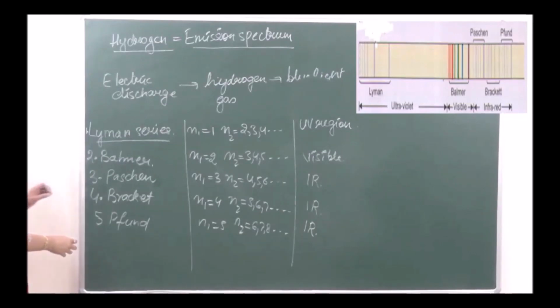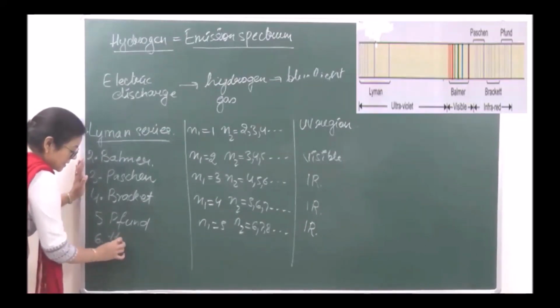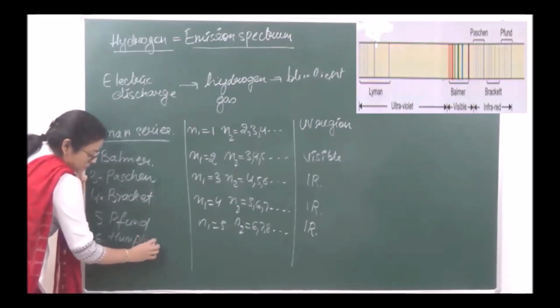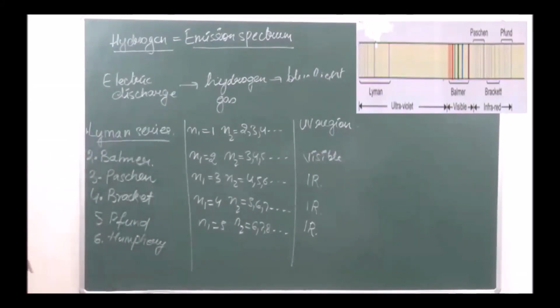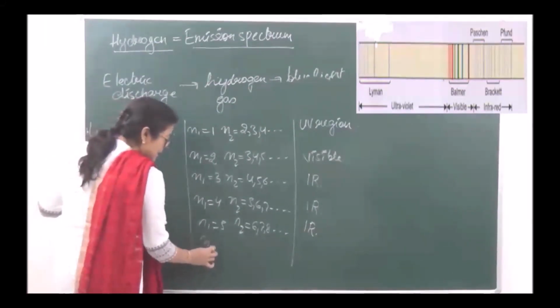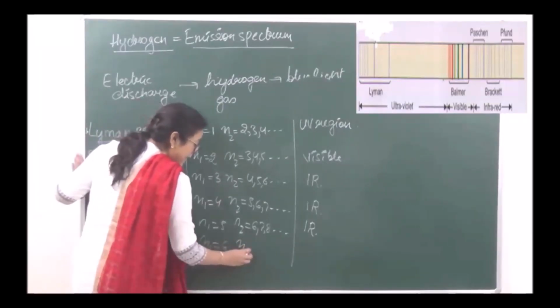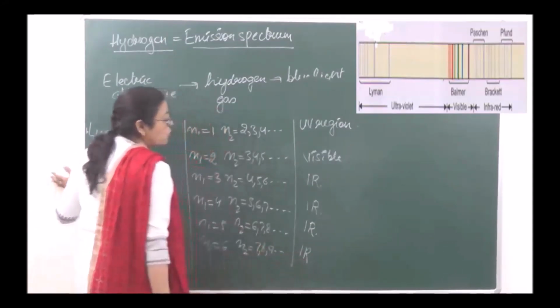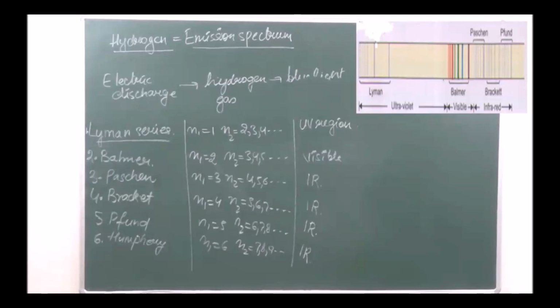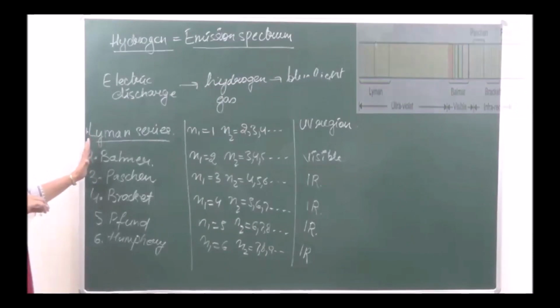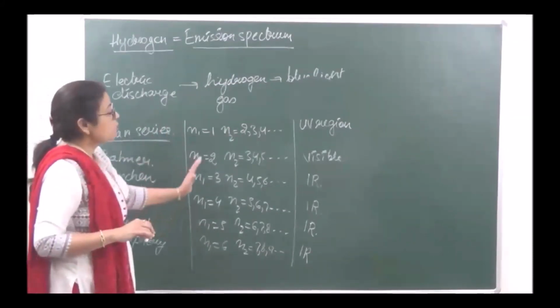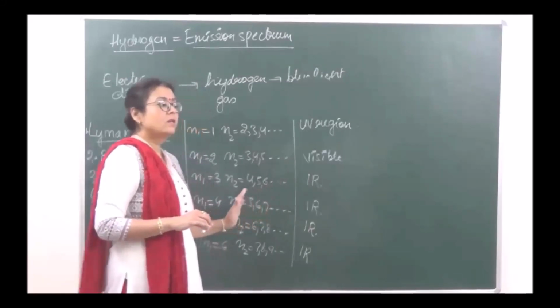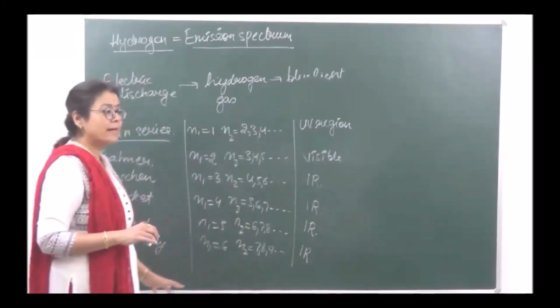right? And then we have another series which is known as Humphreys. For Humphreys, N1 is equal to 6 and N2 is equal to 7, 8, 9 and so on, and this also falls in the infrared region. Okay, now to understand how we get the wavelength from the series, so as to calculate where it is lying in the electromagnetic spectrum.